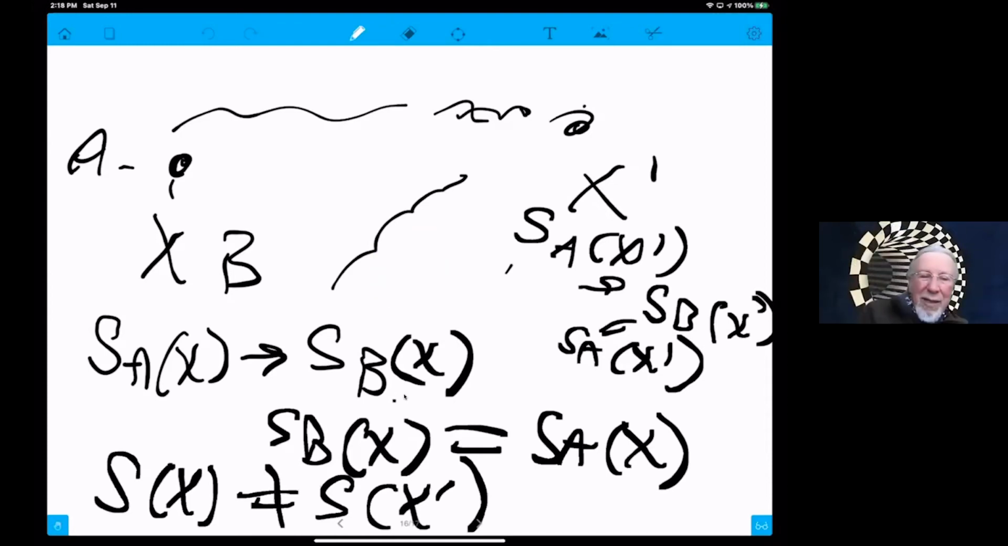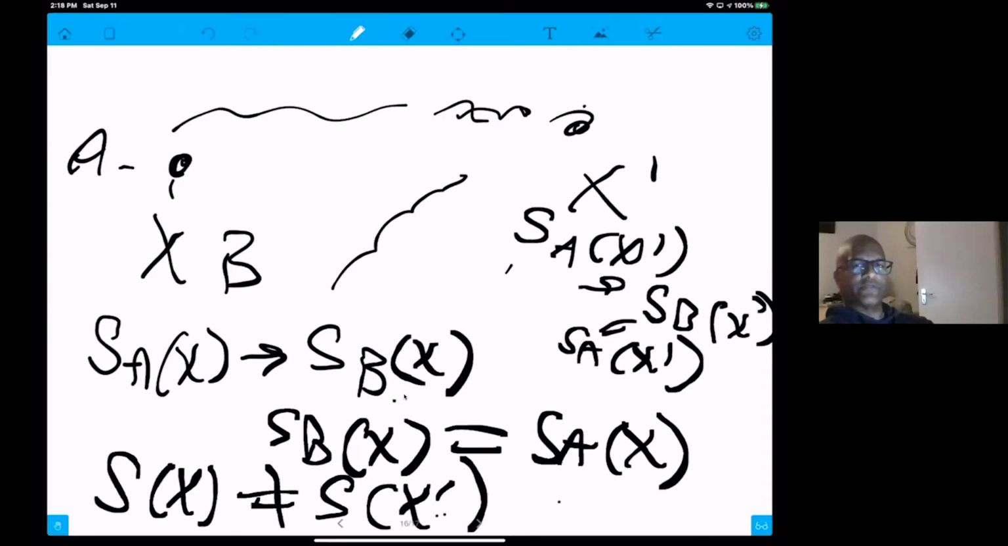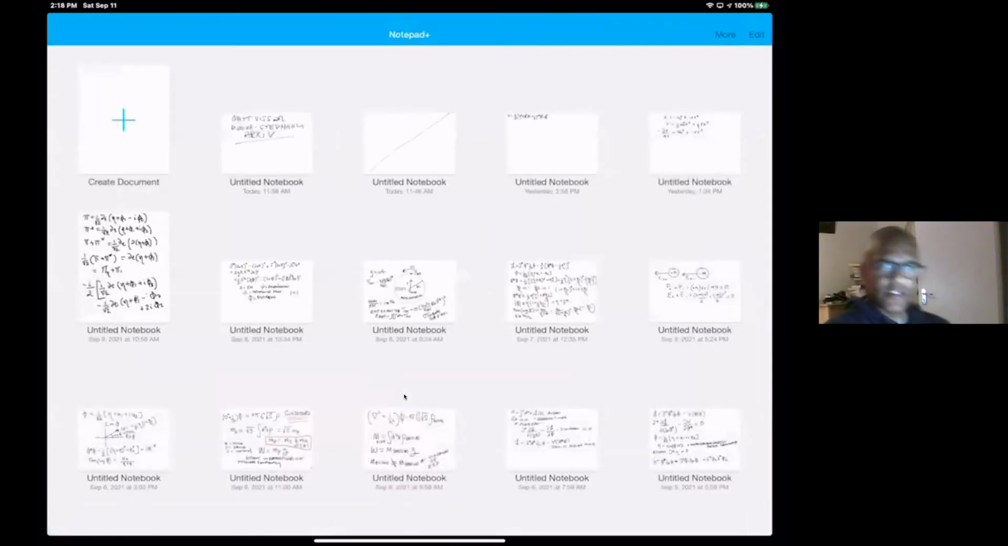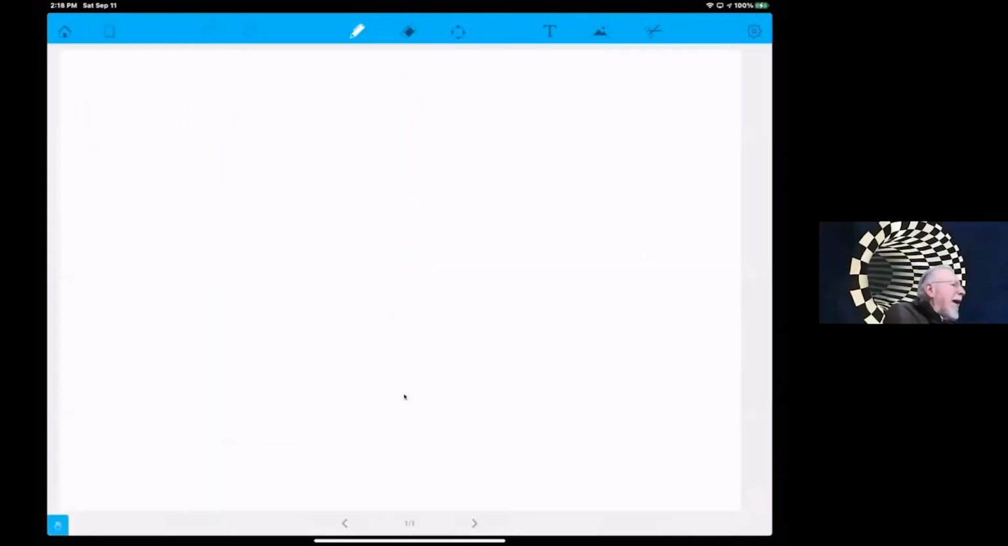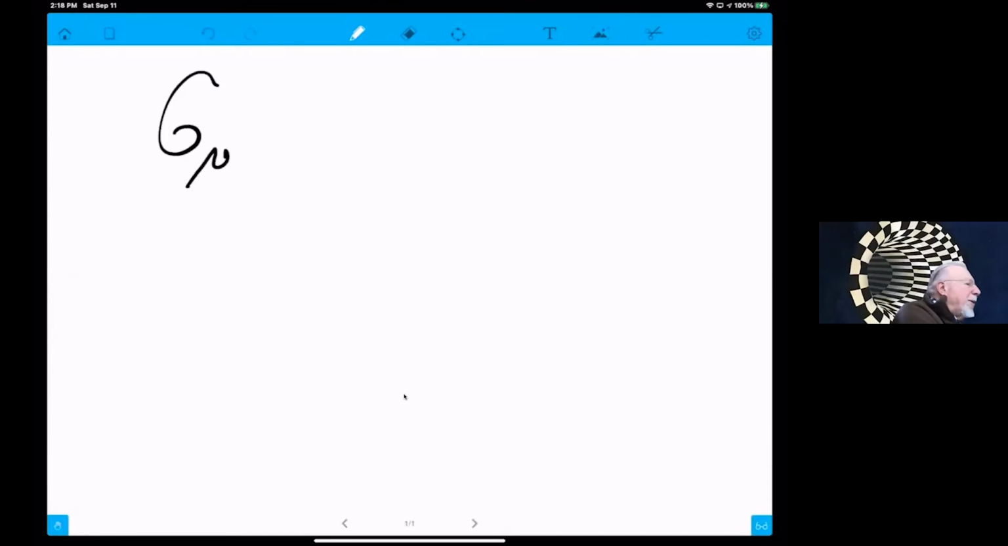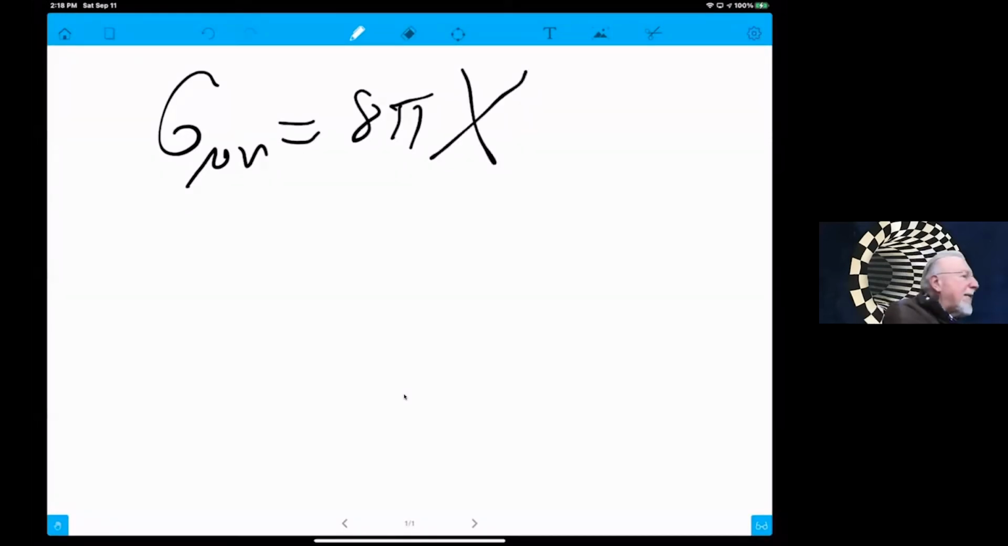Now let's get back to what Einstein did. So what did Einstein do? It was a correspondence principle. He just wanted to get the vacuum solutions to match. So here's what Einstein did. Einstein had G mu nu equals 8 pi X T mu nu. He doesn't know what X is.